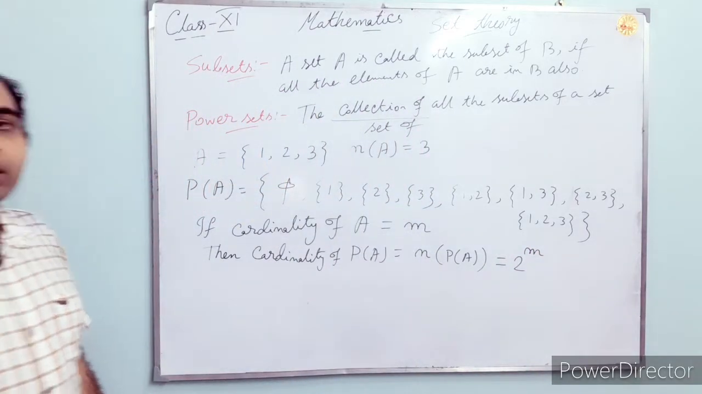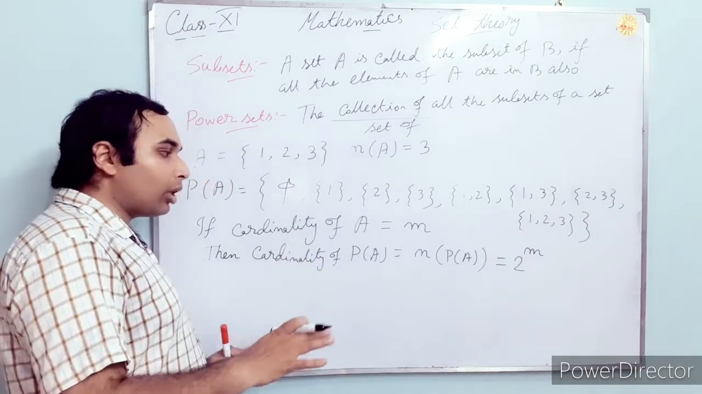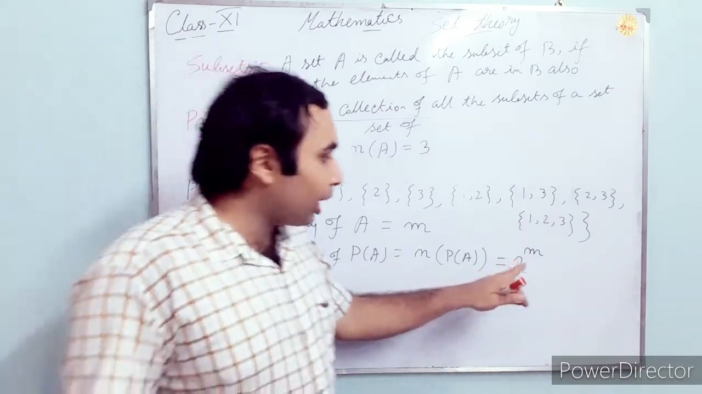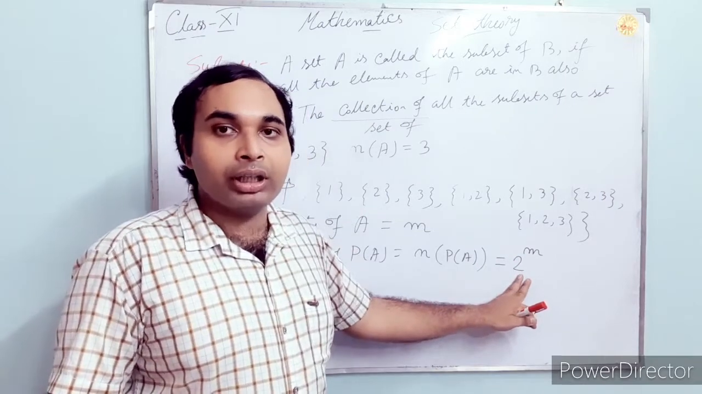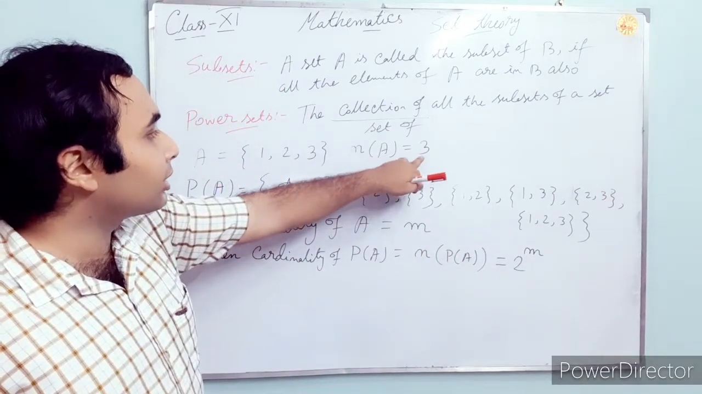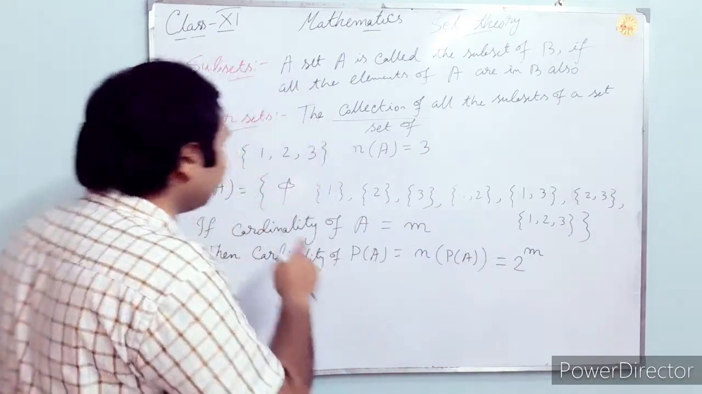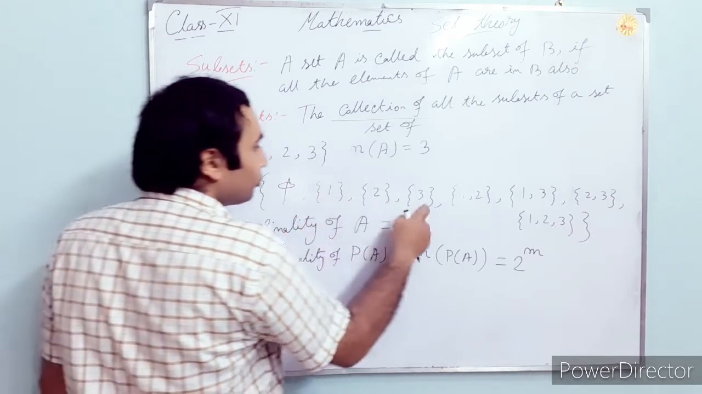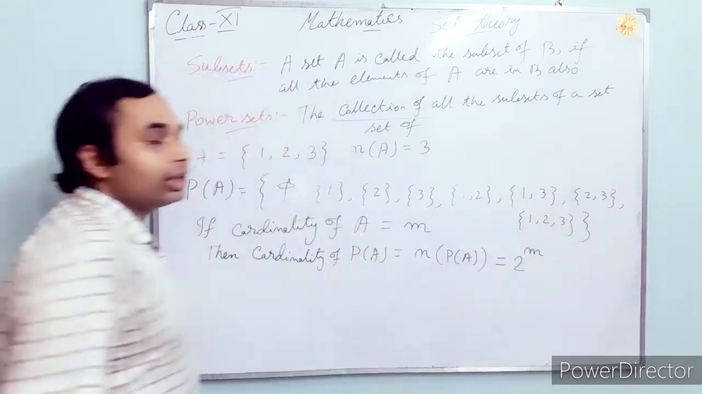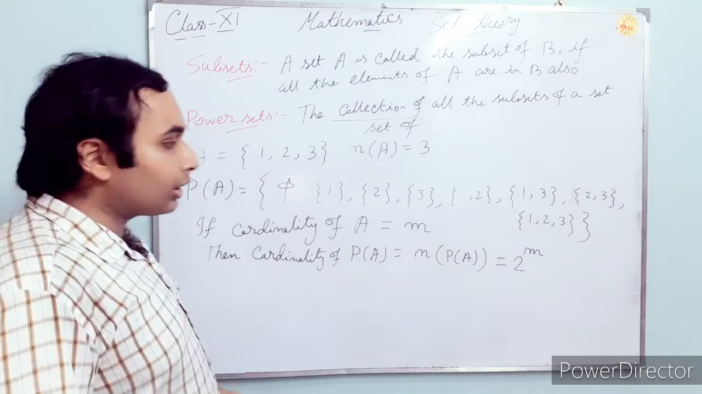This is the rule. How many elements are there in a power set of a set? Then you have to say that it is 2 to the power M. M means the number of elements in the set; here this is 3. So 2 to the power 3 means it is 8. Just see, 8 elements are there: 1, 2, 3, 4, 5, 6, 7, 8. So this is the cardinality of the power set.